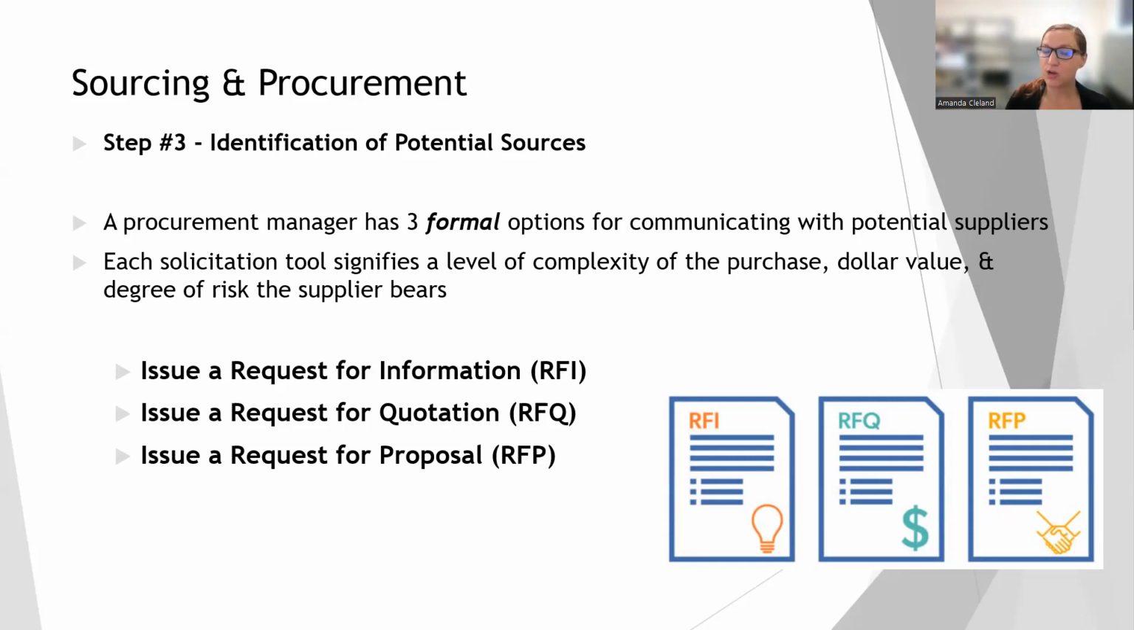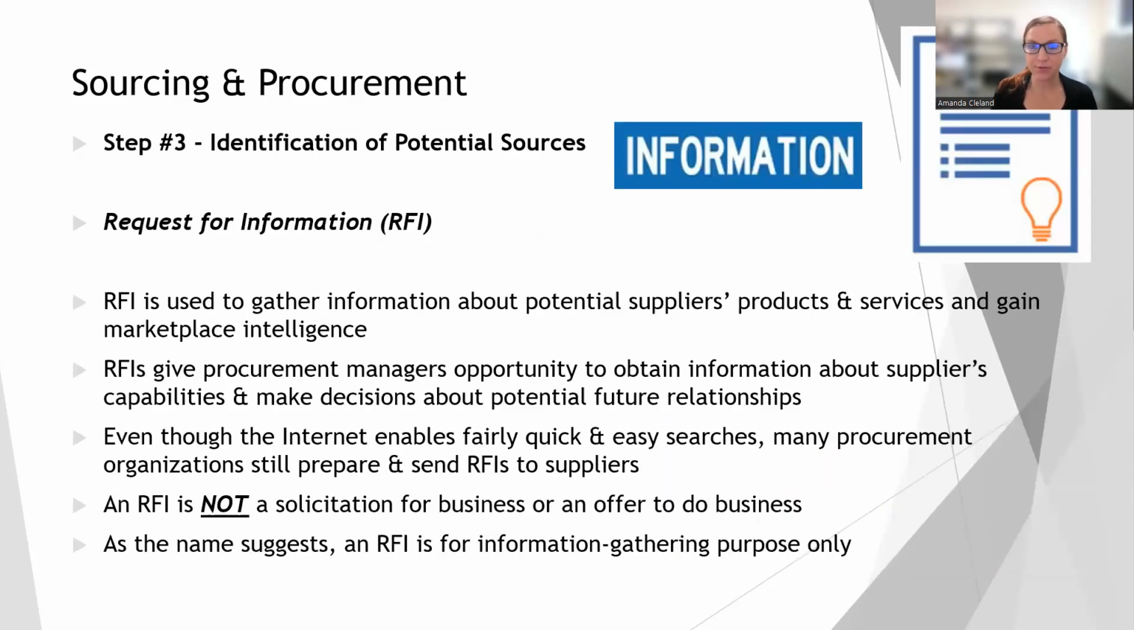So we could have a request for information, which is called an RFI, a request for quotation, which is called an RFQ, and a request for proposal, which is an RFP. And we're going to go through each of these. So the request for information, an RFI. An RFI is used to simply gather information about a potential supplier's products and services and gaining marketplace intelligence. It gives procurement managers the opportunity to obtain information about the supplier's capabilities and make decisions about potential future relationships.